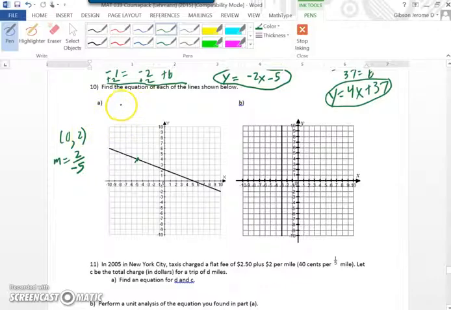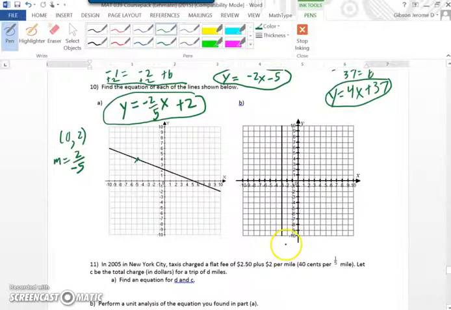So now we will write our equation. So we will have y is equal to, our slope is negative 2/5, and we have x, and our y-intercept is 2, or b is 2. So it'd be y equals negative 2/5 x plus 2. And that is the equation for A.